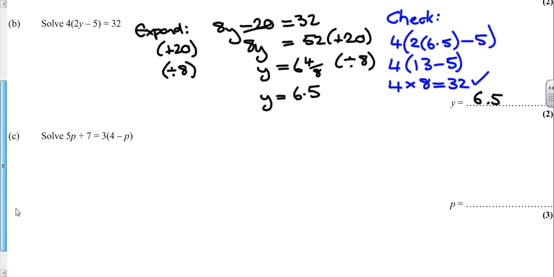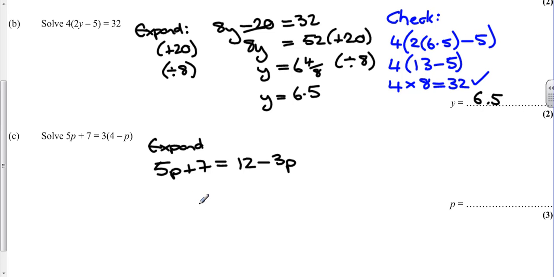But one more question, which the difference with this one is there are unknowns on both sides. But of course there's also a bracket on the right hand side. So the first thing we're going to do is expand the brackets again. So 5p plus 7 is equal to 3 times 4, which is 12 minus 3p.